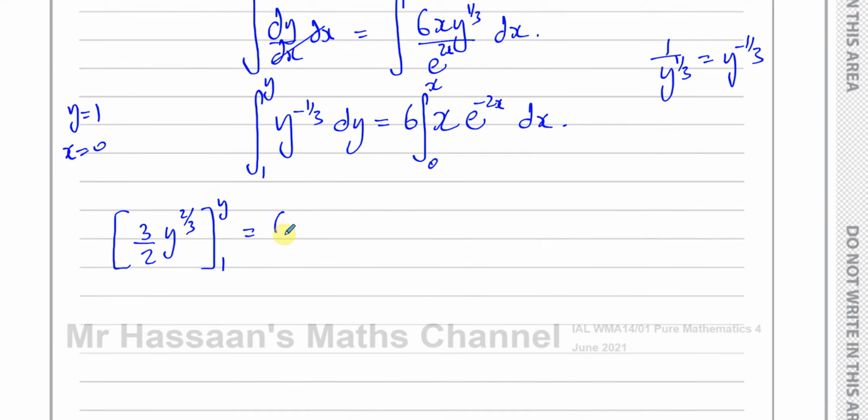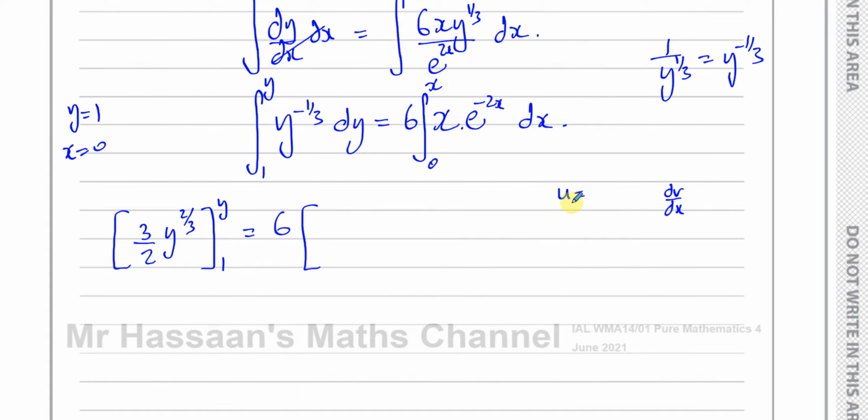I've got my 6. Now, what I have here is a product of two separate terms which are unrelated to each other. This is not like the reverse of the chain rule. The x here is not the differential of what's in the power. So what I have to do here is use what's called integration by parts. Okay. Now, when you're doing integration by parts, you have to choose one of your products as u and the other one as dv dx.